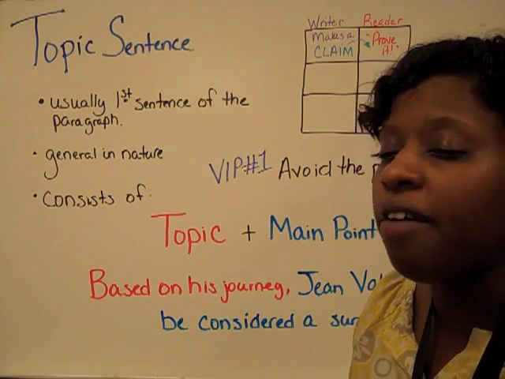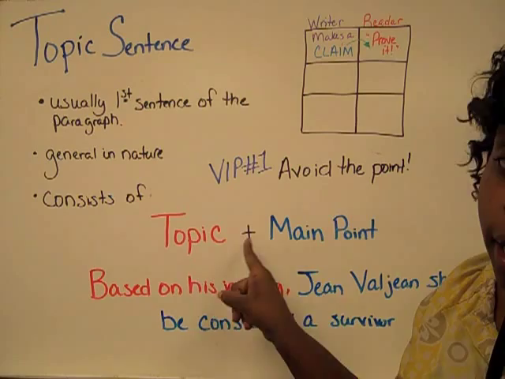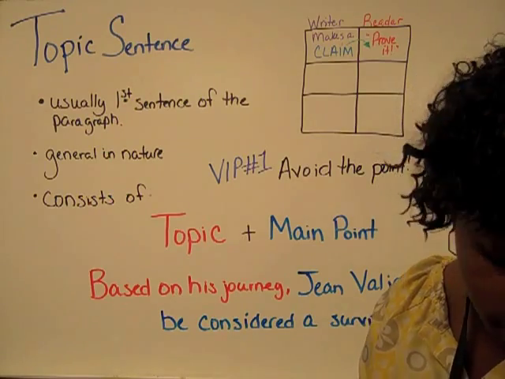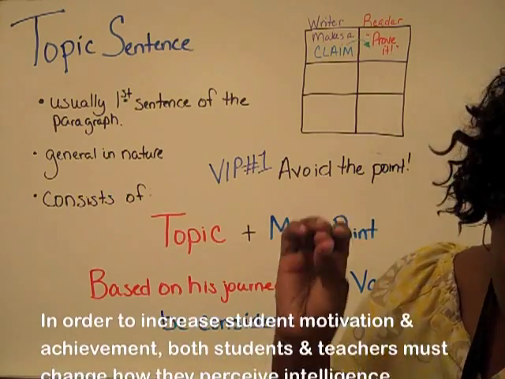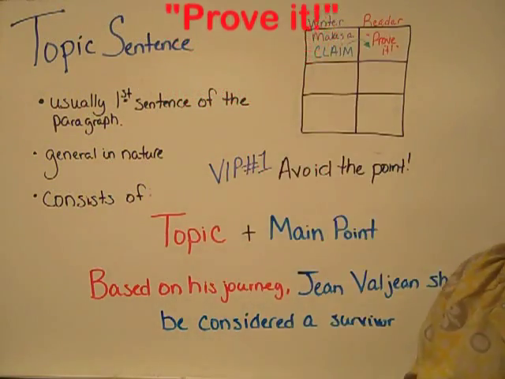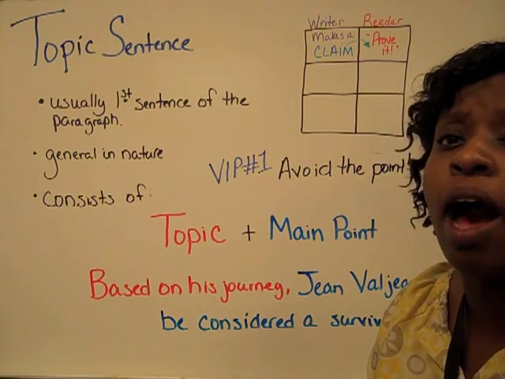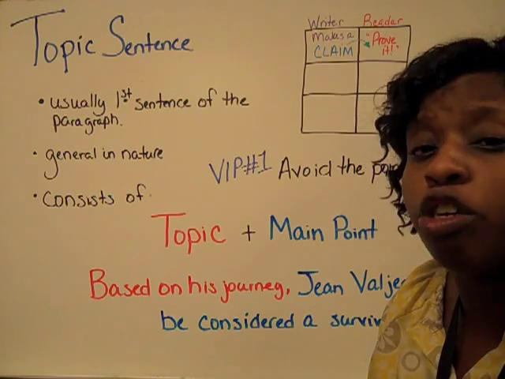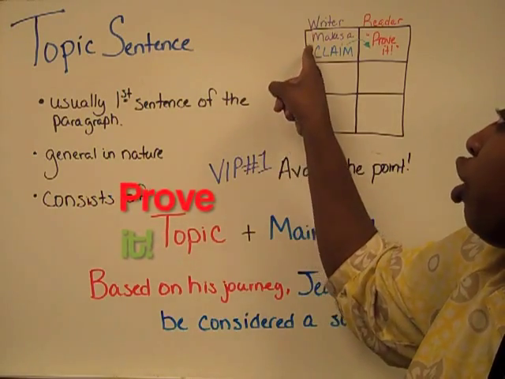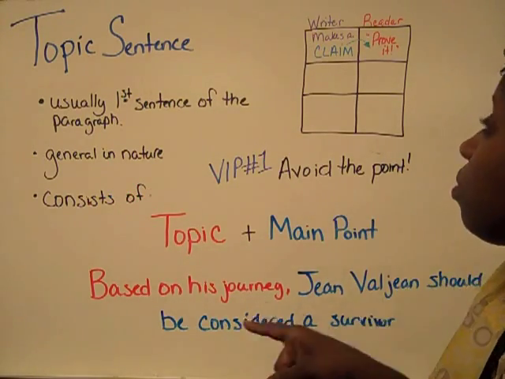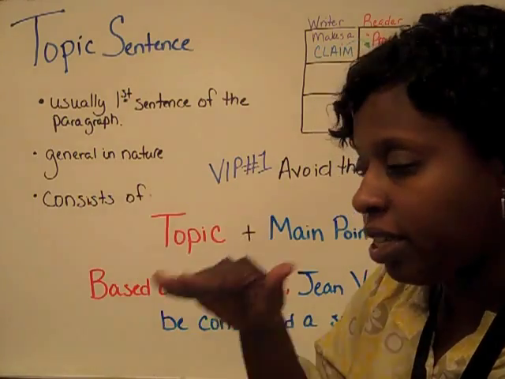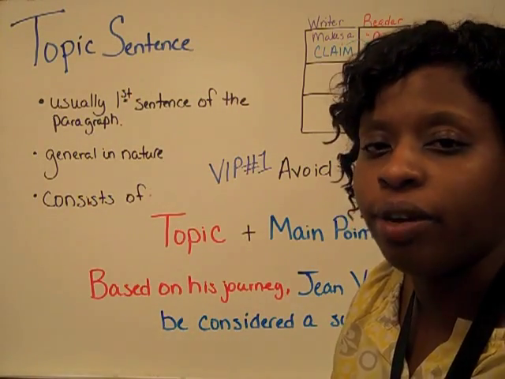Now, once you have a good topic sentence, meaning you have the topic and the main point, like, in order to increase student motivation and achievement, both student and teachers must change how they perceive intelligence. That is giving the reader a clear idea of what your paragraph is going to be about. The reader's automatic response to your topic sentence is always going to be, prove it. So you, the writer, you have made a claim. Now the reader is going to automatically tell you to prove it. That's where the next step down in the pyramid, the supporting details, come into play.